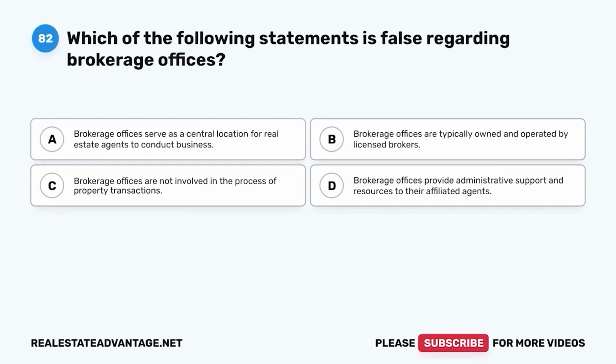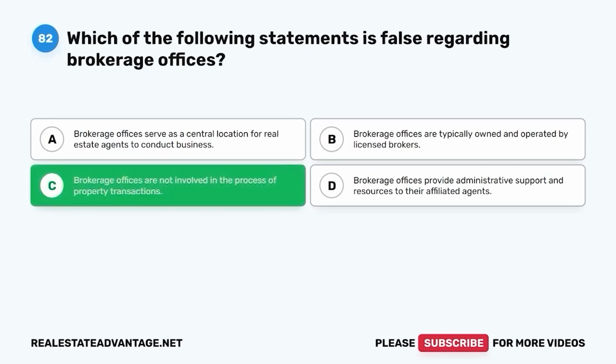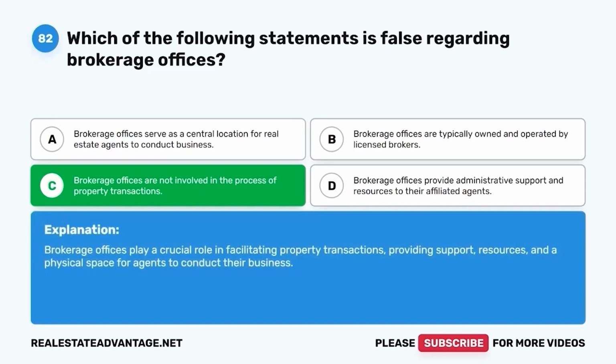Question 82. Which of the following statements is false regarding brokerage offices? A. Brokerage offices serve as a central location for real estate agents to conduct business. B. Brokerage offices are typically owned and operated by licensed brokers. C. Brokerage offices are not involved in the process of property transactions. D. Brokerage offices provide administrative support and resources to their affiliated agents. The correct answer is C. Brokerage offices are not involved in the process of property transactions. Brokerage offices play a crucial role in facilitating property transactions, providing support, resources, and a physical space for agents to conduct their business.